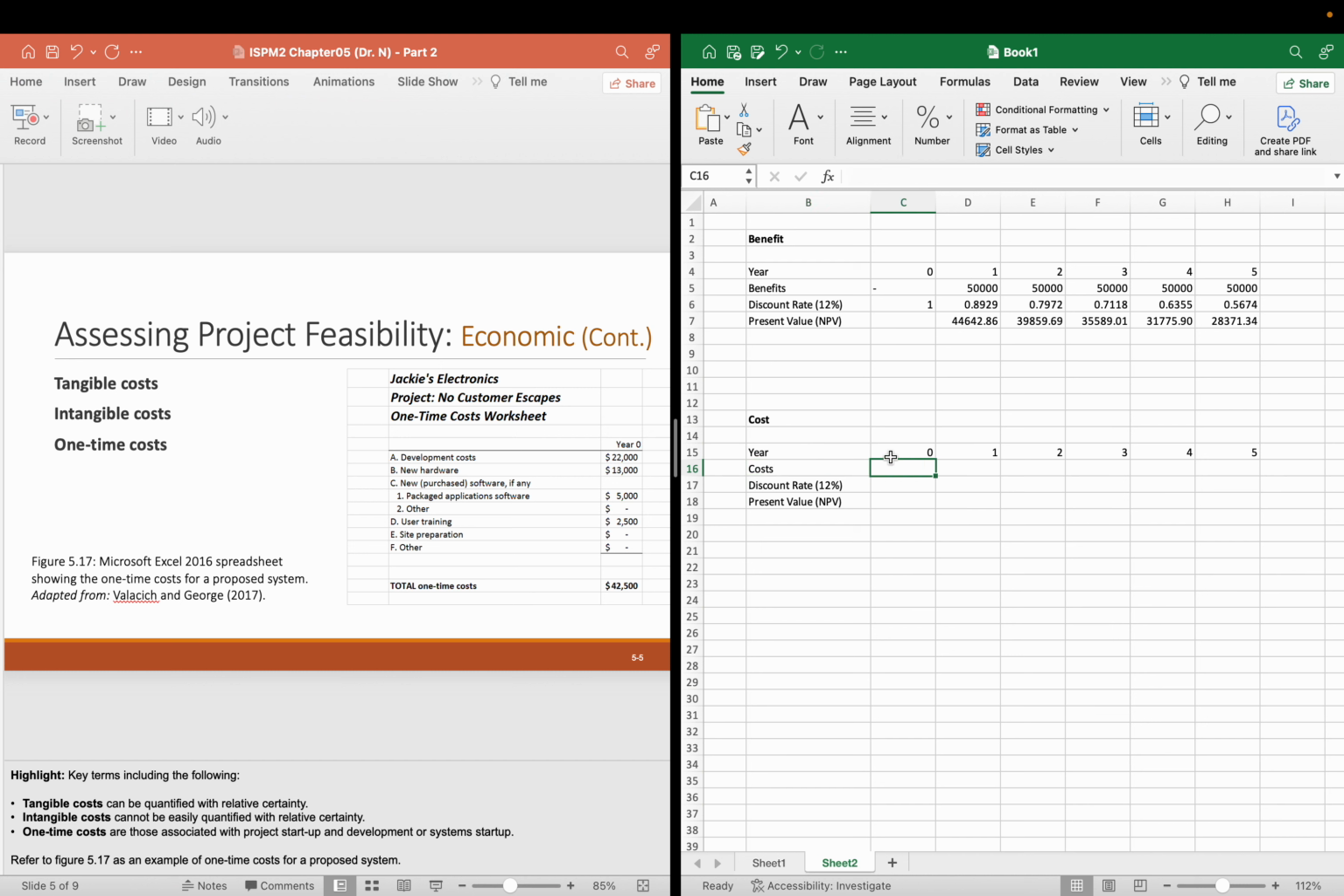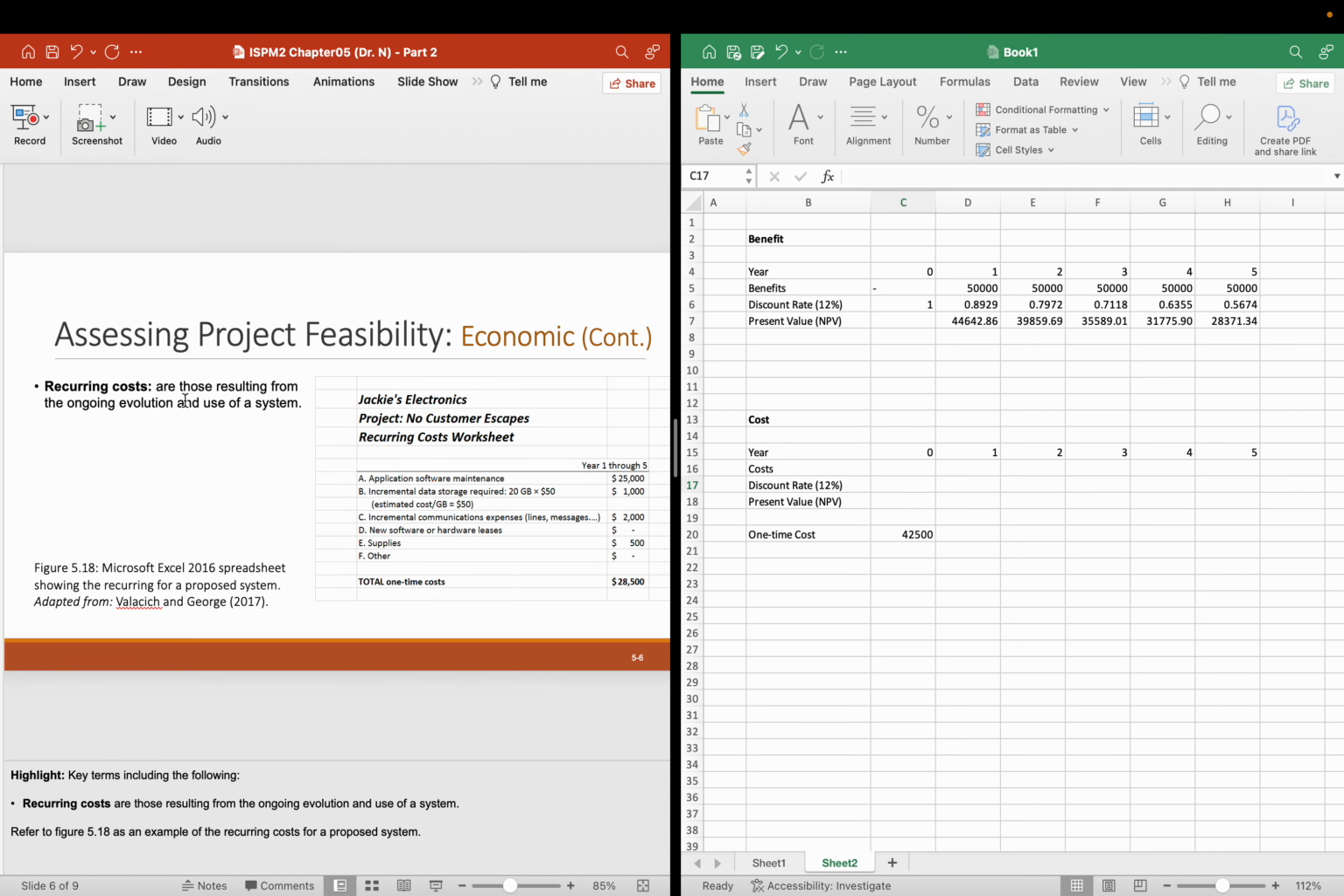So here, this is the recurring cost, but just to have a distinction between recurring cost and one-time cost, we can have the one-time cost in another row or another space in Excel, just to not get confused with that. So one-time cost is $42,500. So this is the one-time cost, and we have to pay that at year 0. Okay, so this is the one-time, and the next piece of information that we have is the recurring cost.